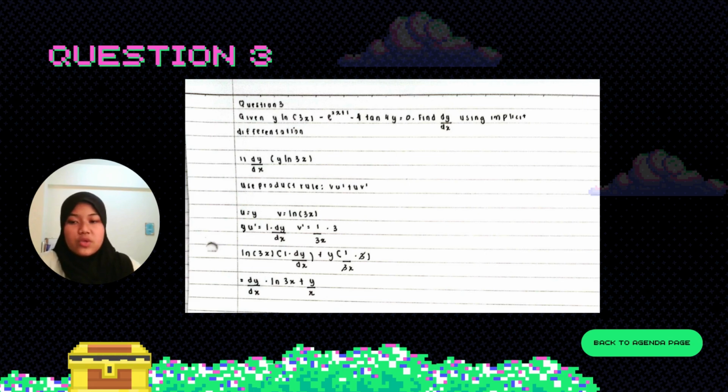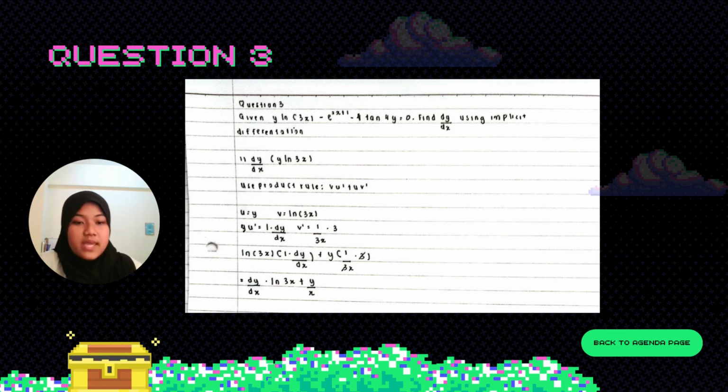First, why do we use implicit differentiation? We use implicit differentiation because this equation involves both x and y. That means we will differentiate both sides of the equation with respect to x by treating y as a function of x. First, we need to separate the equation into three parts. The first part is y ln 3x. The second is exponential 2x plus 1. And the third is 4 times tan 4y.